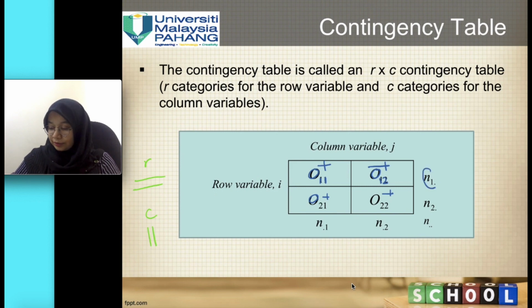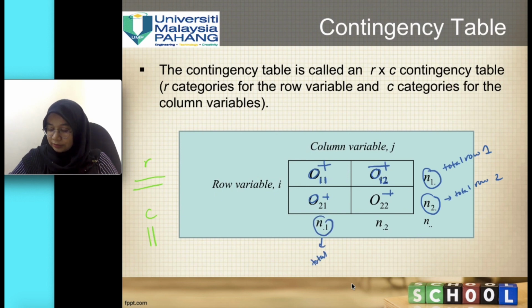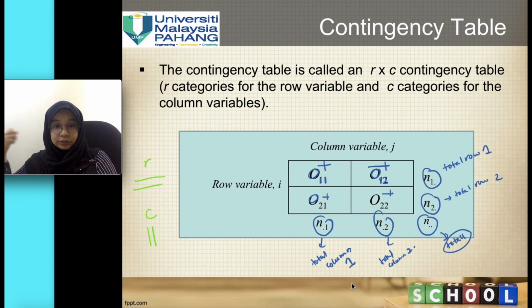Next, N1 dot. N1 dot is total row 1, the sum of the first row. N2 dot is total row 2, the sum of the second row. N dot 1 is total column 1, and N dot 2 is total column 2. And N dot dot is the total frequency, the total of all. Right, this is the contingency table.